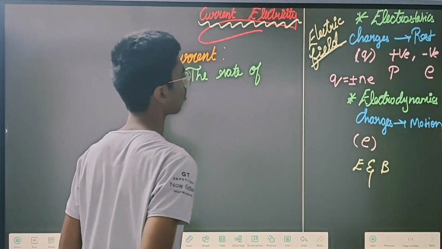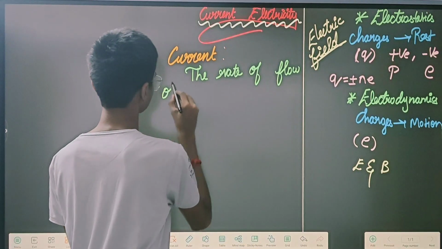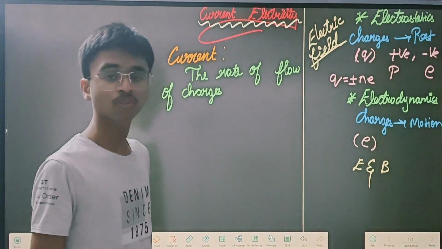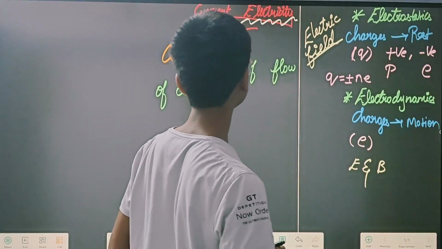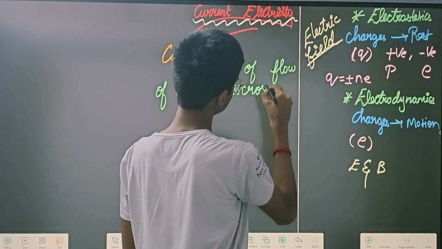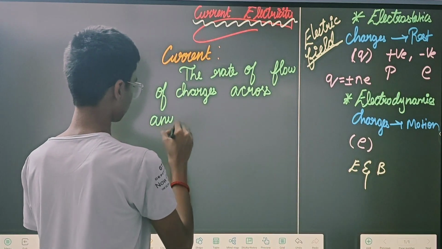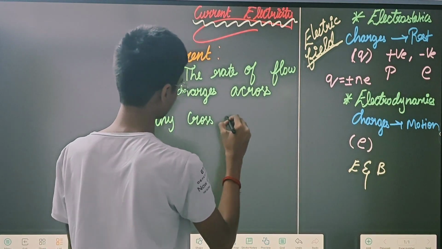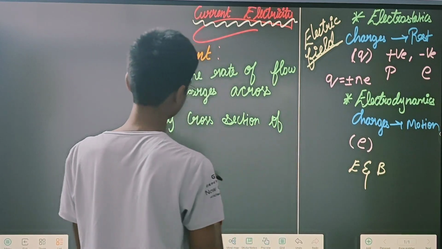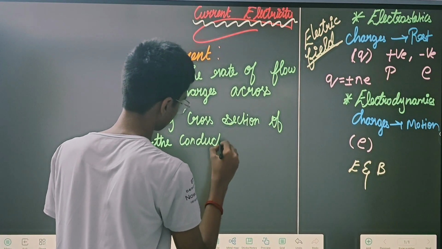But the exact definition is the rate of flow of charges, not electrons. The rate of flow of charges across any cross section of the conductor.